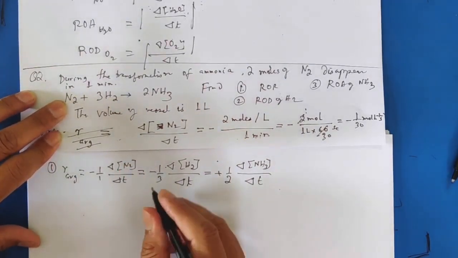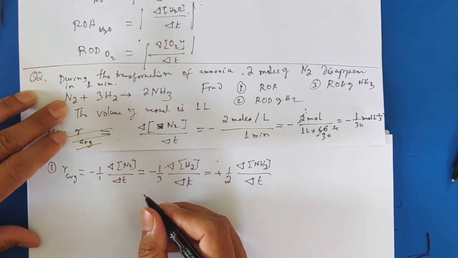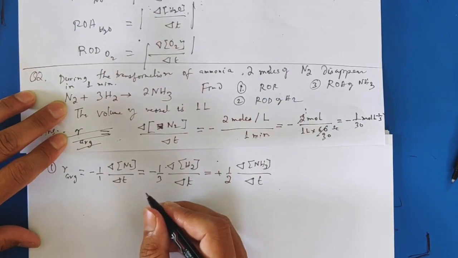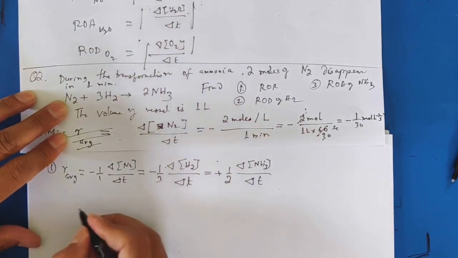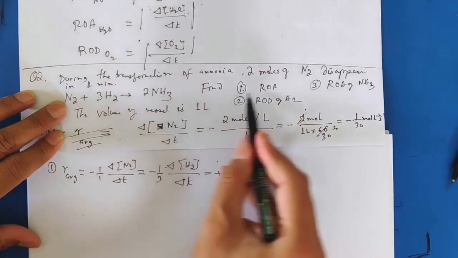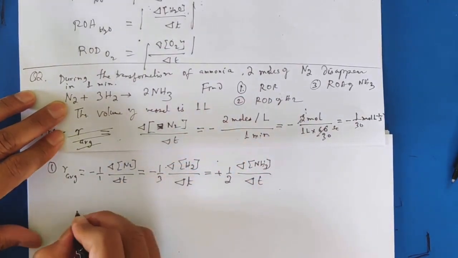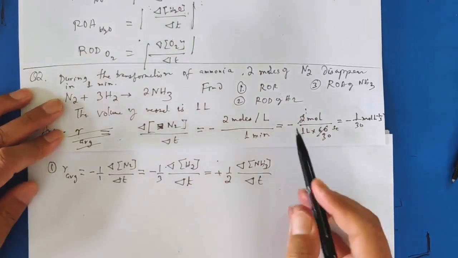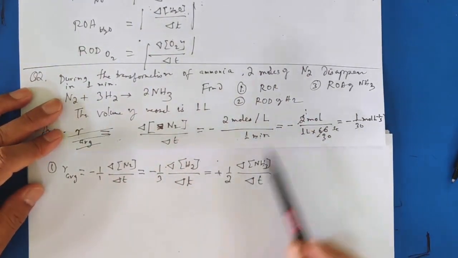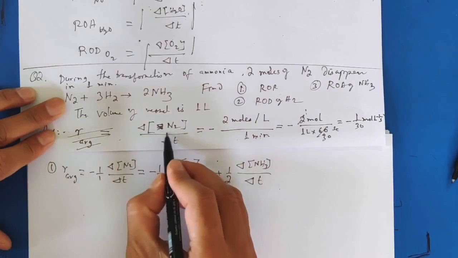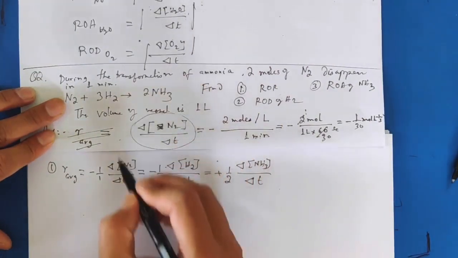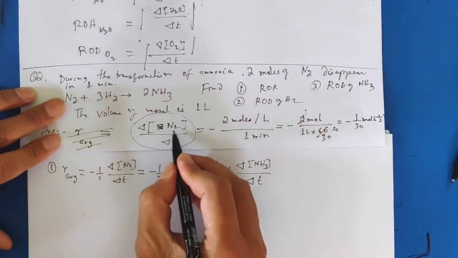Now the second part, the rate of reactions. Okay, and in numericals, you should know the answer comes from the reaction. So it's all about what? Our reaction is about nitrogen. It's about the change in concentration of nitrogen.